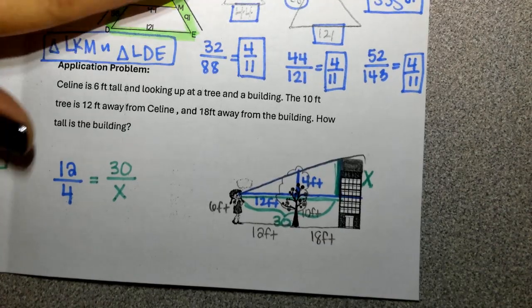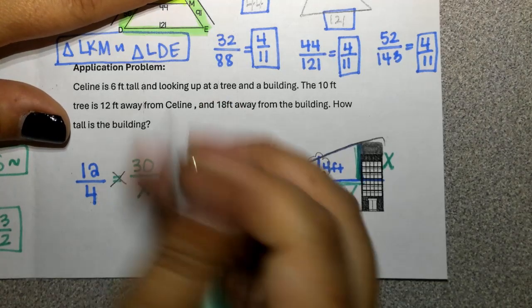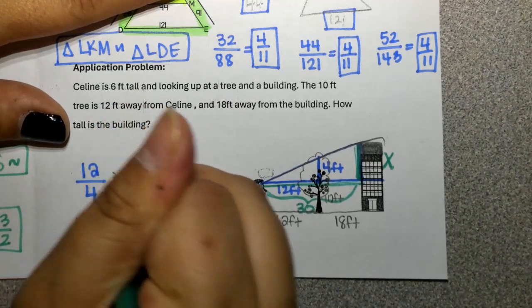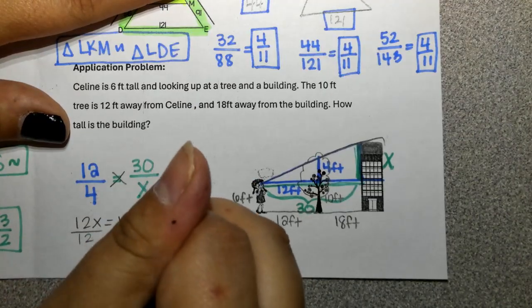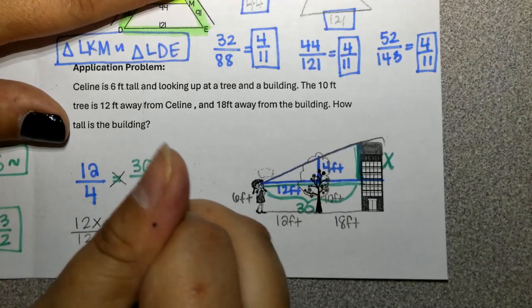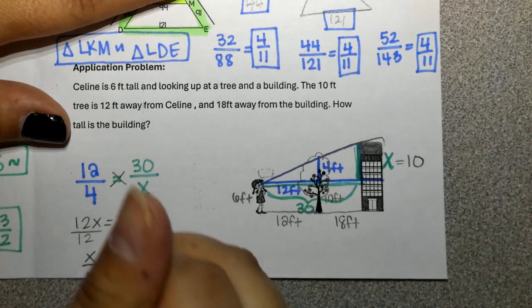What do I do? Cross multiply. 12x equals 120. X equals 10. Okay.